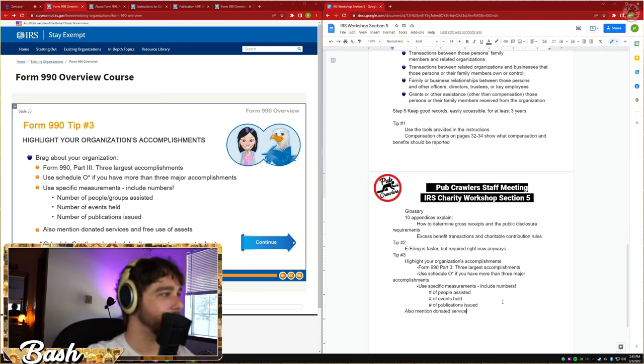Also mentioned donated services and free use assets.